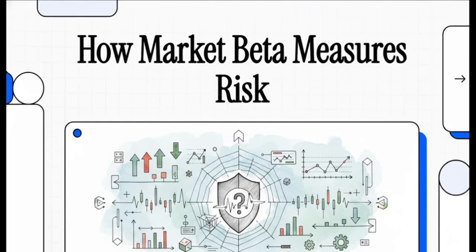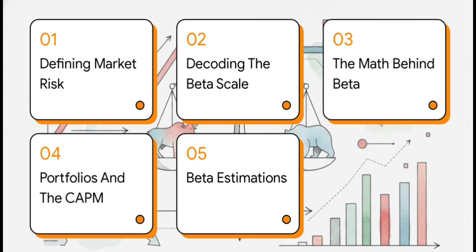I'm really thrilled you're tuning in today because we're going to unpack something absolutely crucial in modern finance, market beta. If you've ever looked at a stock and thought, okay, how do the pros actually calculate the sheer volatility and risk here? Well, you're in the right place. Today is all about how market beta measures risk, basically taking all that wild market behavior and turning it into clear, actionable numbers.